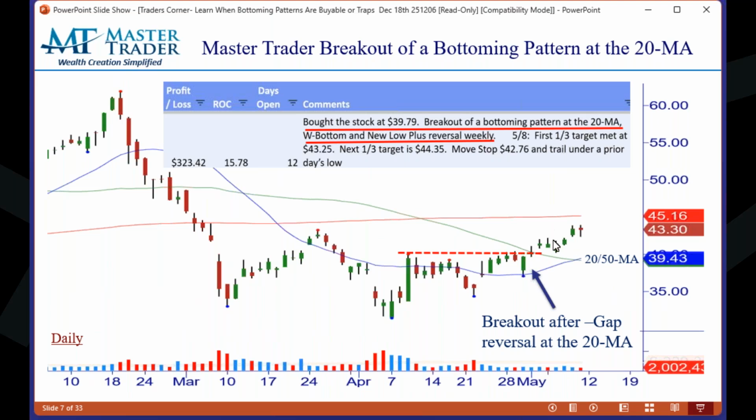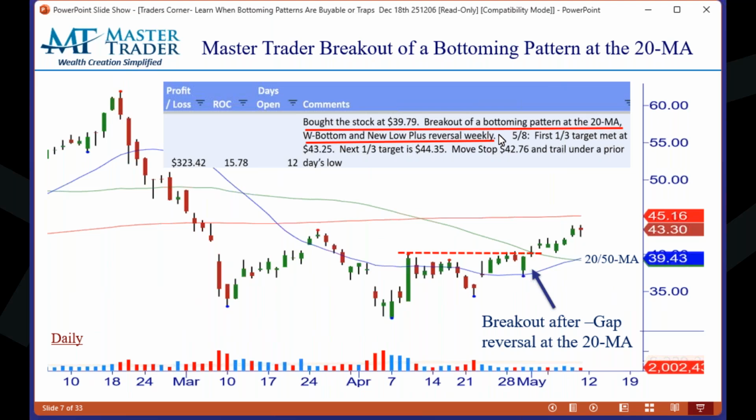Now it broke out, went sideways, gap down, small little green bar. Now I'm buying over the high of this bar. This is a closed trade. We track all open and closed trades in the members area for subscribers. We give them the date, the symbol, stock or option trade, and we give the technical setup. Breakout of a bottoming pattern at the 20 MA, W bottom and new low plus weekly.